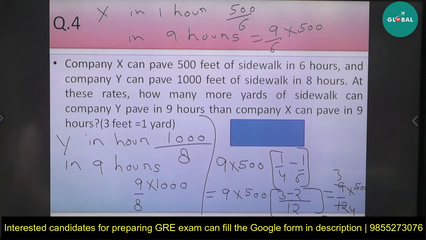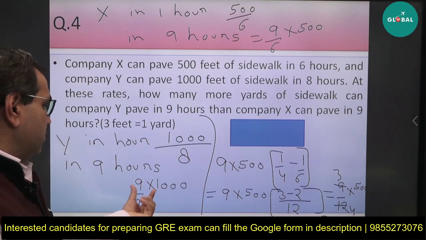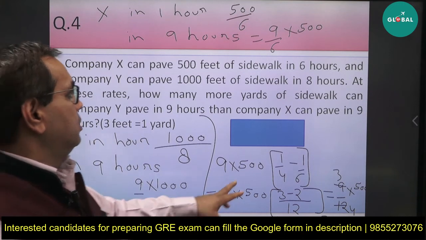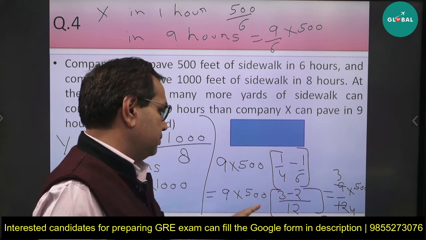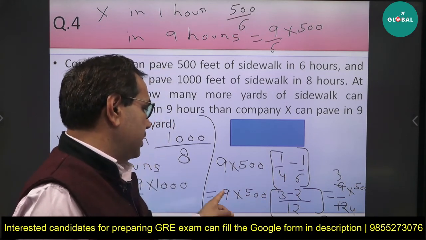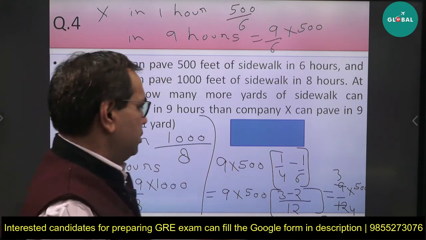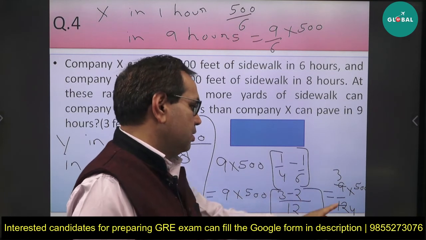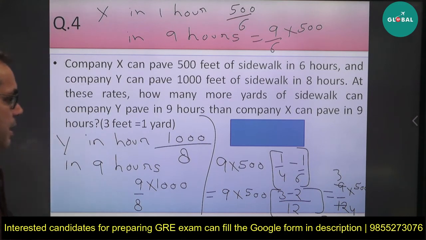Nine into 500 upon 6 for X and 9 into 1000 upon 8 for Y. Okay. So this 9 into 500 we have taken common. So 2 upon 8, that is 1 upon 4, minus this 1 upon 6 we have taken, right. So LCM of 4 and 6 is 12. So this is 1 upon 12. So 9 into 500 into 1 upon 12. Okay. Now we have cancelled out 3. So 3 3 is 9, 3 4 is 12. 4 से divide करेंगे 125 और into 3. So 375 will be the right answer.